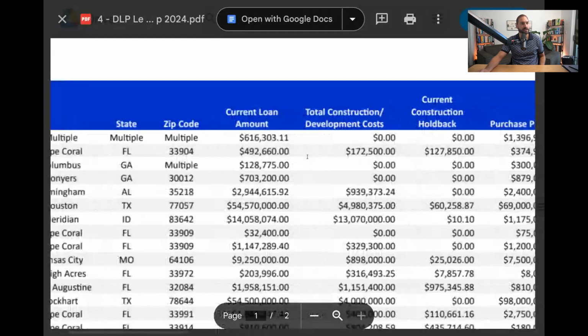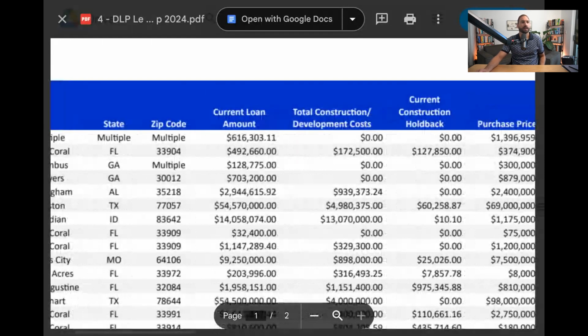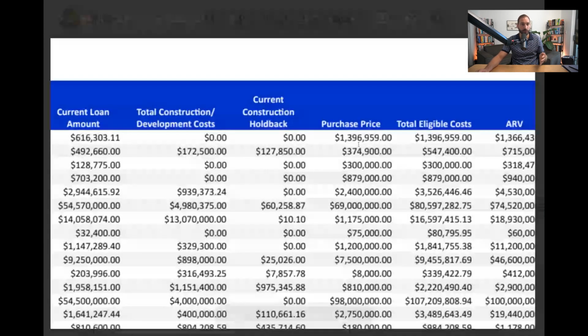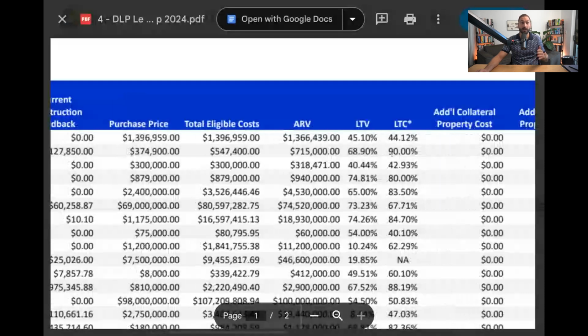There's a zip code, and what is the loan amount? The DLP lending fund provides loans to real estate operators to basically purchase and renovate their properties before putting them back into permanent financing. And so here you can see what is the purchase price of the properties that the operator is buying and how much are they eligible for? What is the loan to value?